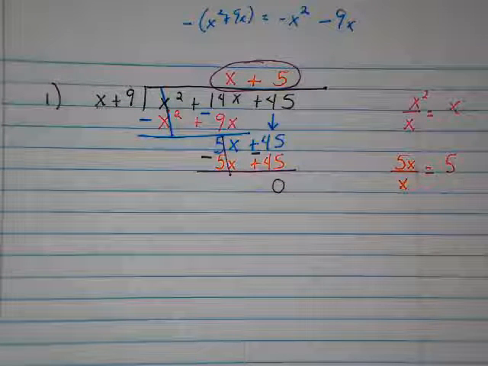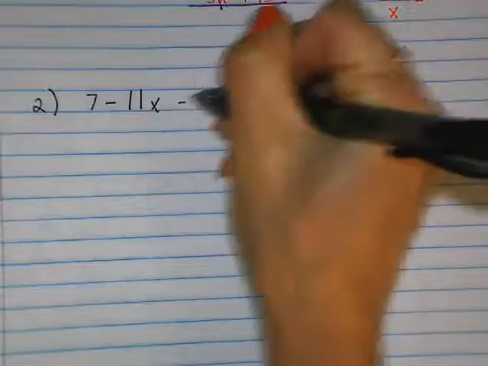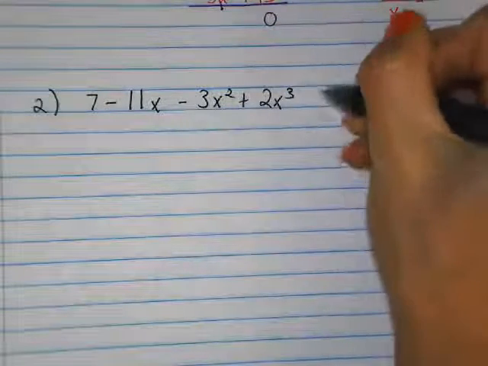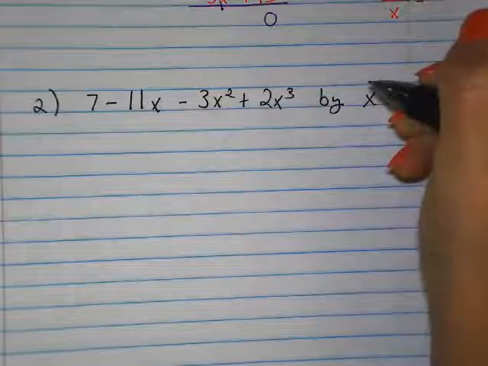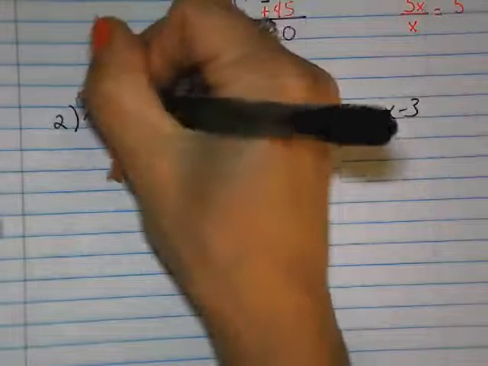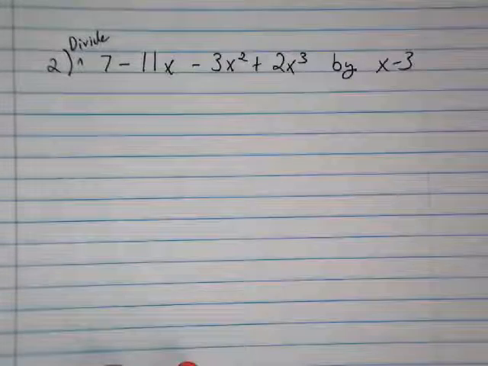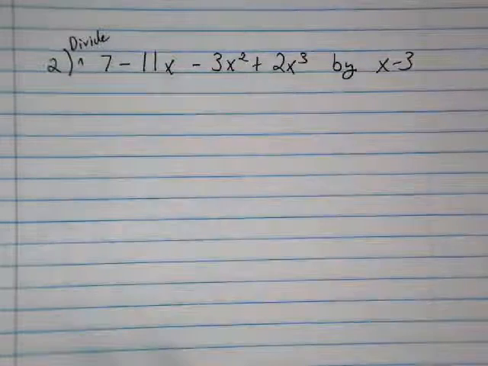Alright, let's kick it up a notch. Number 2. Let's try to divide 7 minus 11x minus 3x squared plus 2x cubed by x minus 3. And I guess I should have put divide at the front. Sorry about that. Alright, so you're going to divide this polynomial by this binomial.